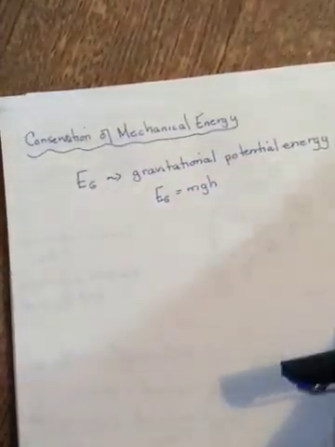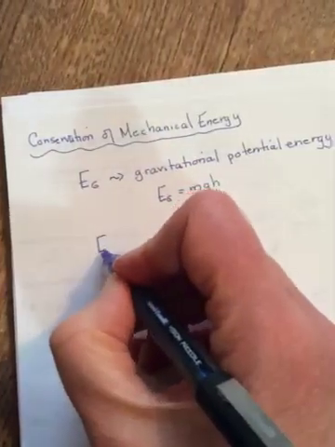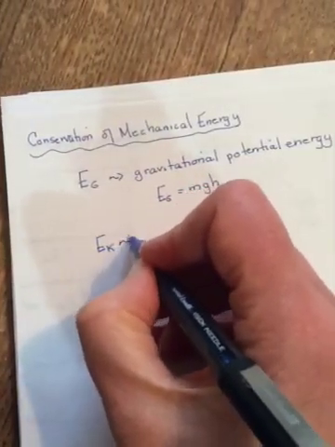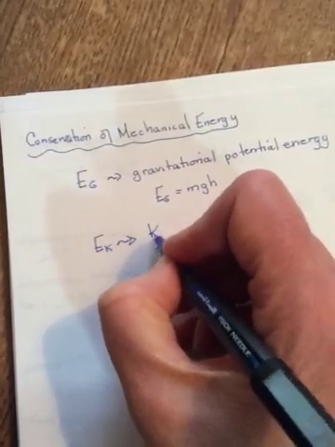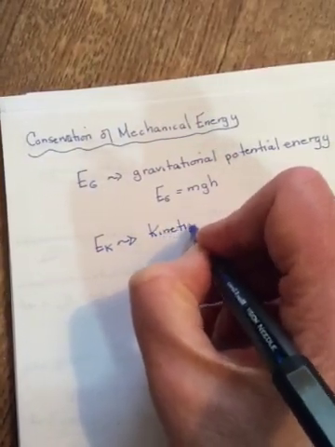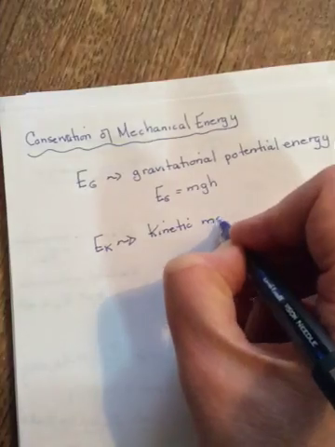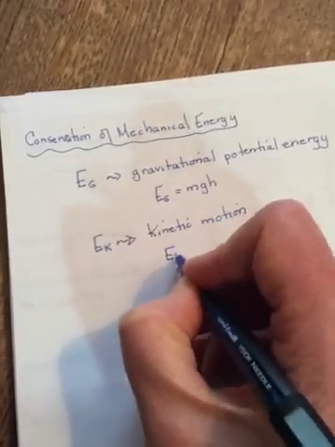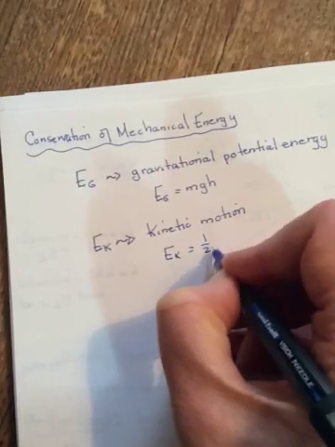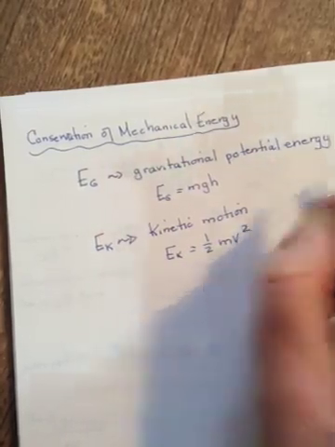So that's gravitational potential. In the last video, when we were talking about is it elastic, we used EK. It's kinetic energy. And that's energy of motion. So if an object is moving, then it's going to have kinetic energy. And kinetic energy is equal to 1/2 mv squared.